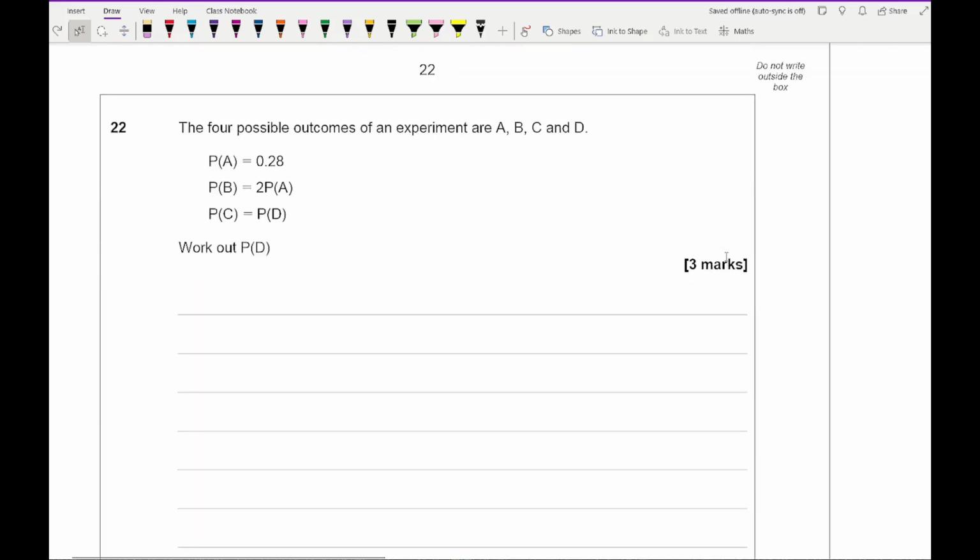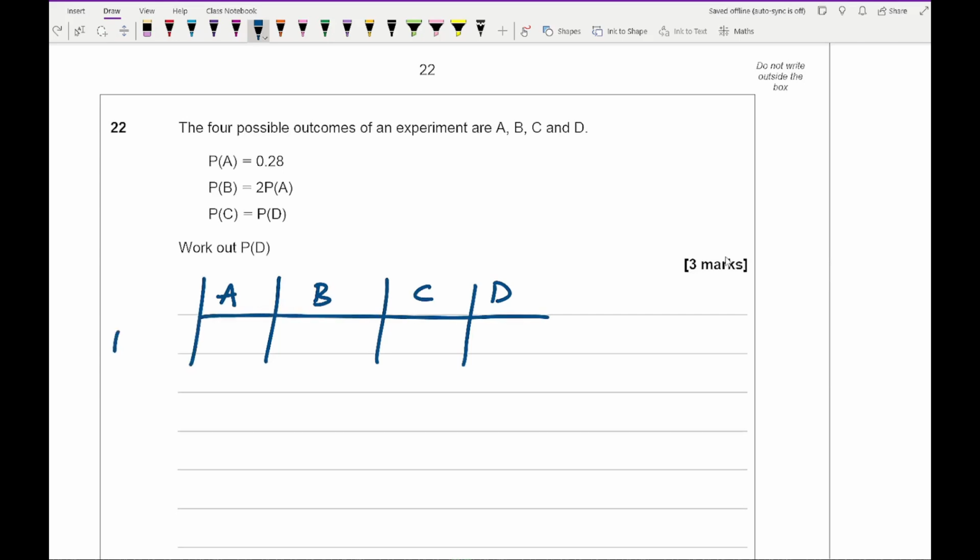Moving on to question 22, it says 4 possible outcomes of an experiment are A, B, C, D. Probability of A is 0.28, probability of B is twice the size of probability of A, and probability of C is equal to probability of D. Work out the probability of D. So if I just create a table of A, B, C, D, and what I want to work out, and this last bit is the probability. Now all of those probabilities need to add up to 1 because they are the only 4 options I can have.